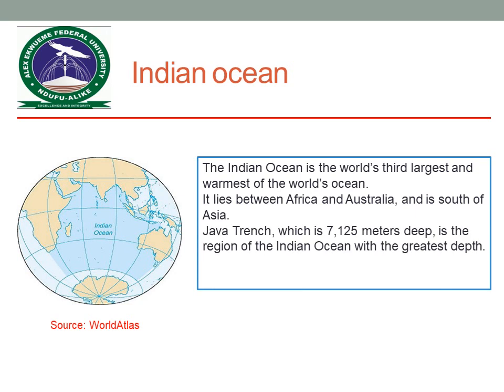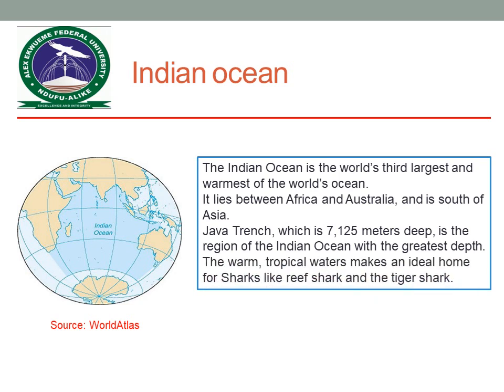The Indian Ocean, just like the Pacific Ocean, has a deepest spot, about 7,125 meters deep, and that spot in the Indian Ocean is referred to as the Java Trench. The warm tropical waters make an ideal home for sharks like the reef shark and the tiger shark. Because the Indian Ocean is near the equator, its waters are warm, and because it's warm, it makes an ideal home for sharks.